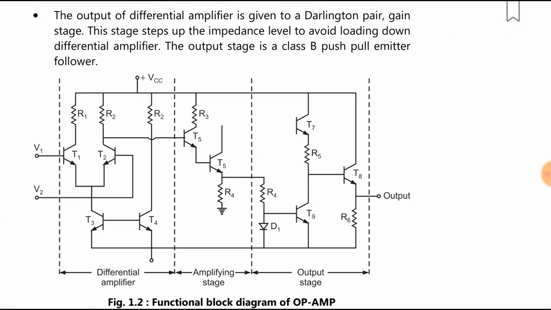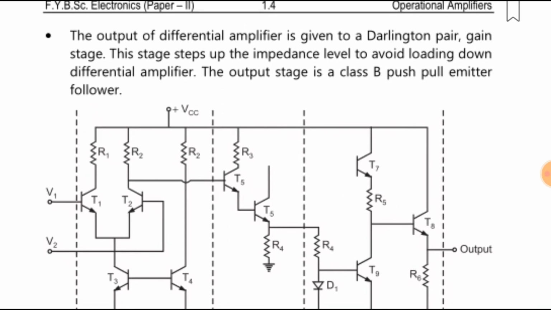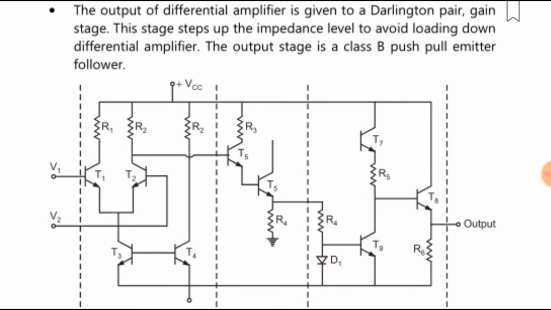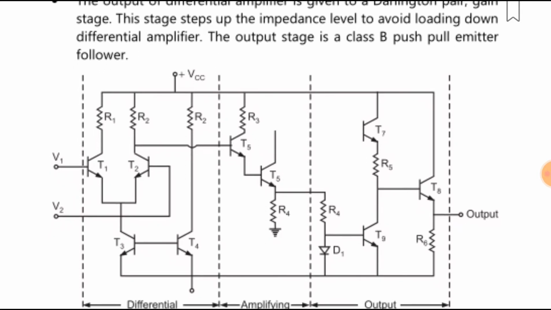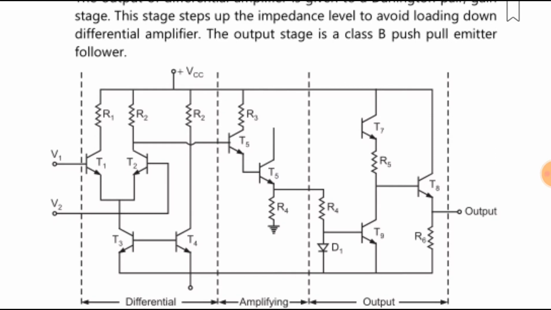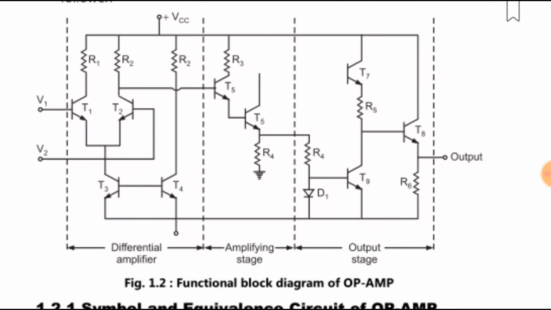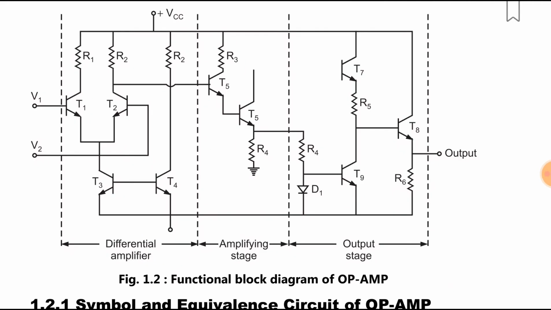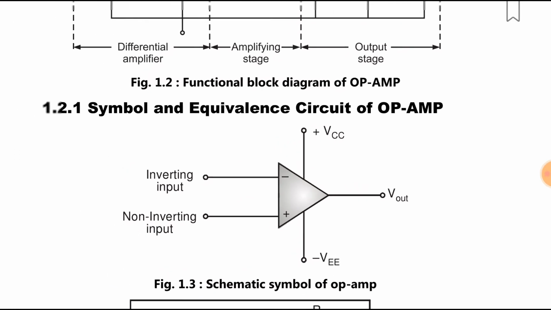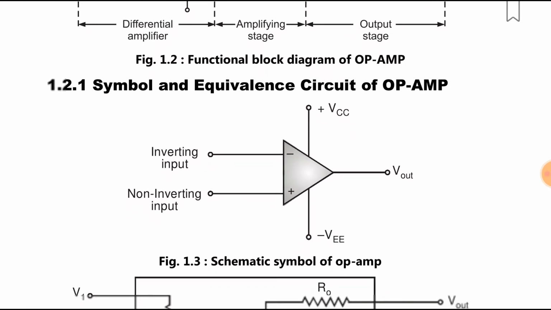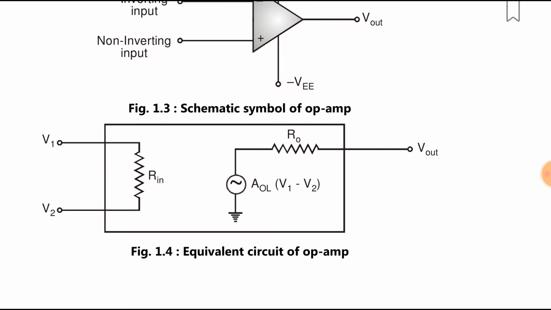So this is the actual internal circuit of an op-amp. It consists of a Darlington pair in the gain stage. This stage steps up the impedance level to avoid loading the differential amplifier. The output stage is a class B push-pull emitter follower. So this is the internal circuit of the op-amp, and this is the schematic symbol and equivalent circuit of the op-amp.